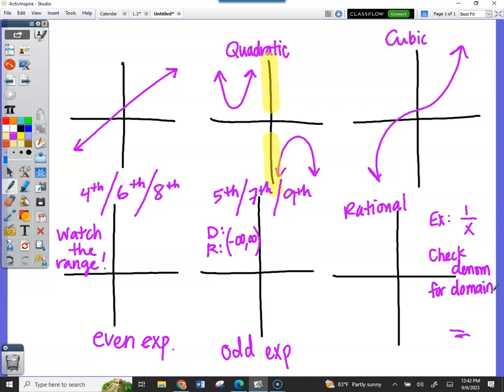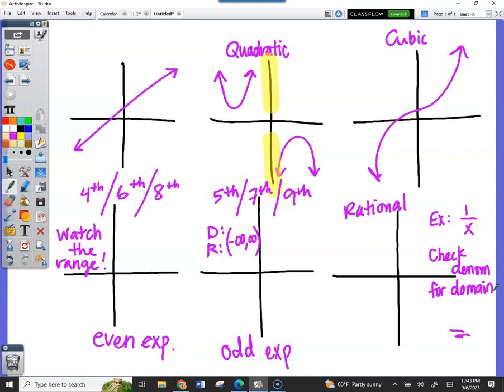If it's an even root, you set the radicand greater than or equal to 0 for the domain, and then you do need to graph it in your calculator to check the range. Okay? Alright, so I wanted to show you all of that before we actually did the practice problems. So now we're going to do the practice problems.